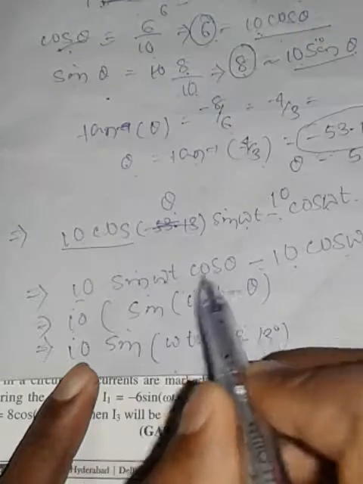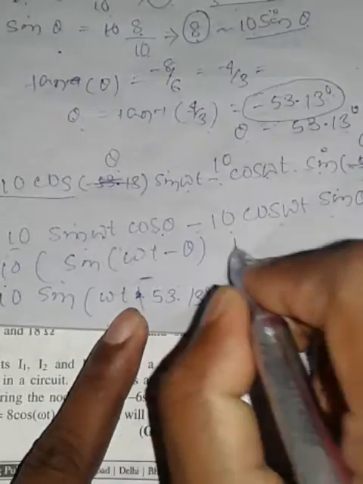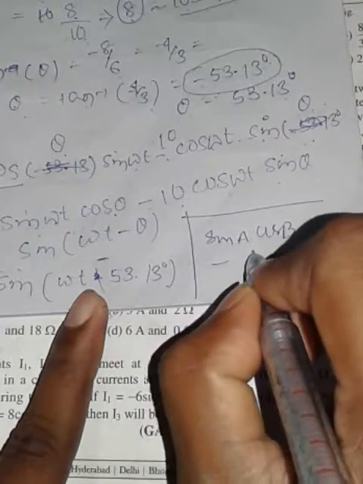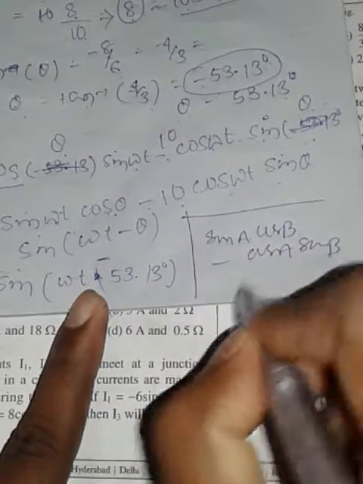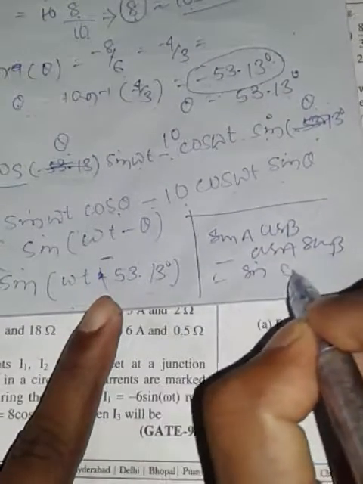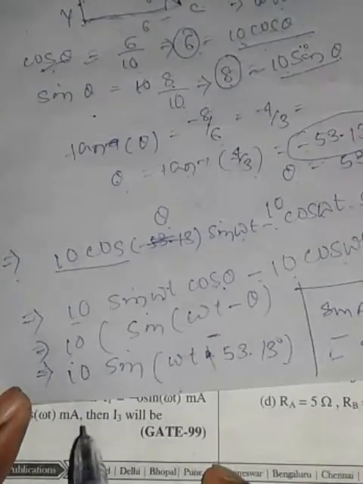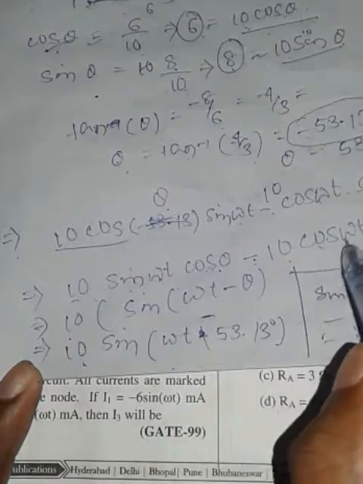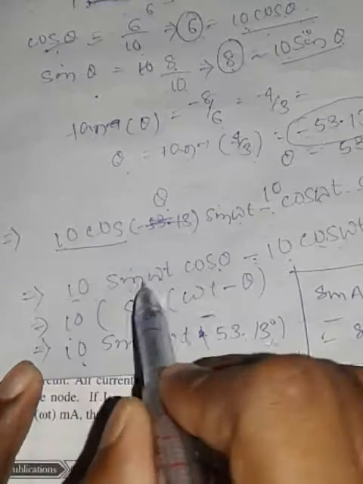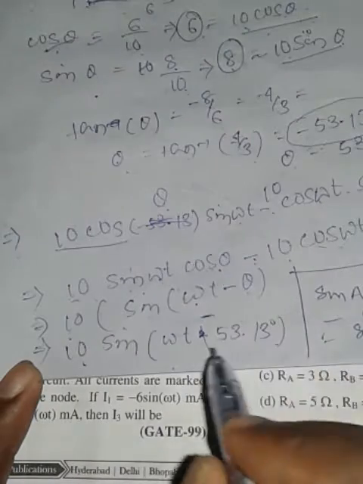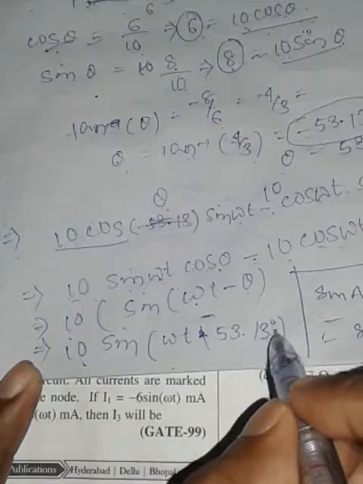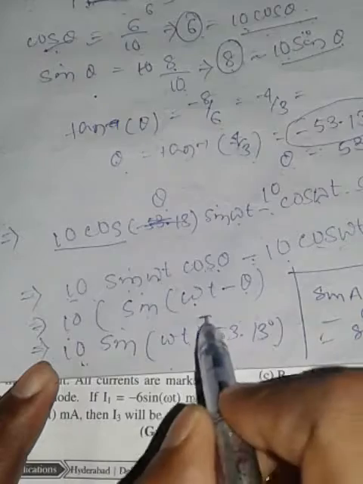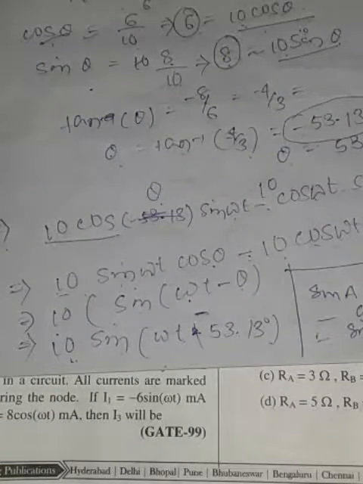This is of the form sin A cos B minus cos A sin B, and the formula for this is sin of A minus B. So we can write 10 sin omega t cos theta minus 10 cos omega t sin theta, taking 10 as common, as sin of omega t minus theta. Theta is 53.13, so it is 10 sin omega t minus 53.13.